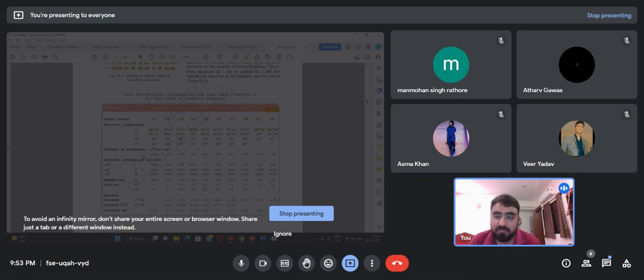And now let's talk about the first ionization enthalpy. Now you can see over here the ionization enthalpy of zinc is higher. Why? Because it is very difficult to remove an electron from the valence shell 4s2. Why? Because it is fully filled. And if you remove an electron, you will need to provide more energy.